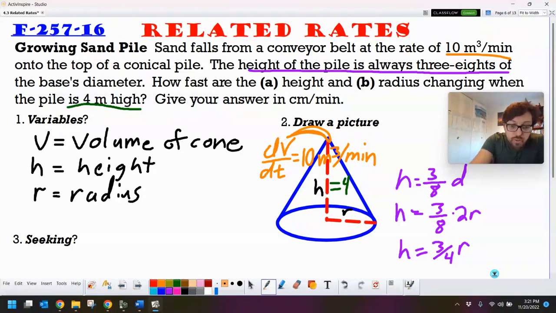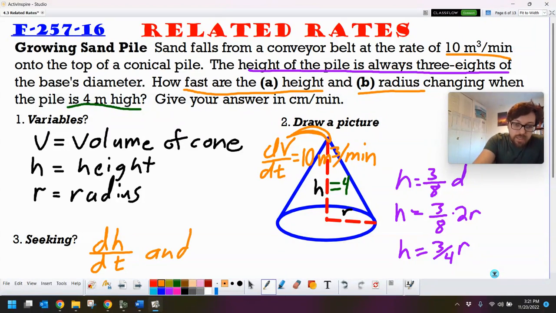There are two things that we need. We need to figure out how fast is the height changing and how fast is the radius changing. So we need to see the change in our height with respect to time t, and we need to figure out what is changing with our radius with respect to time t. So we need to figure out those two problems inside of this one.